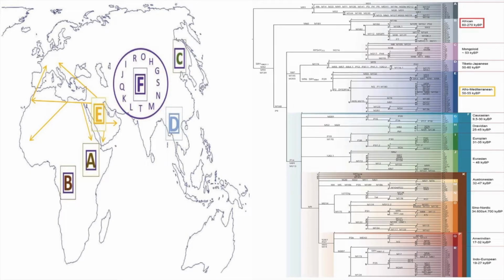This map actually shows haplogroup E coming into Africa from the Middle East and going into North Africa, pushing haplogroup A and B southwards. And as we can see over here, haplogroup A and B are your true African, whereas haplogroup E is an Afro-Mediterranean or Afro-Middle Eastern type of haplogroup.